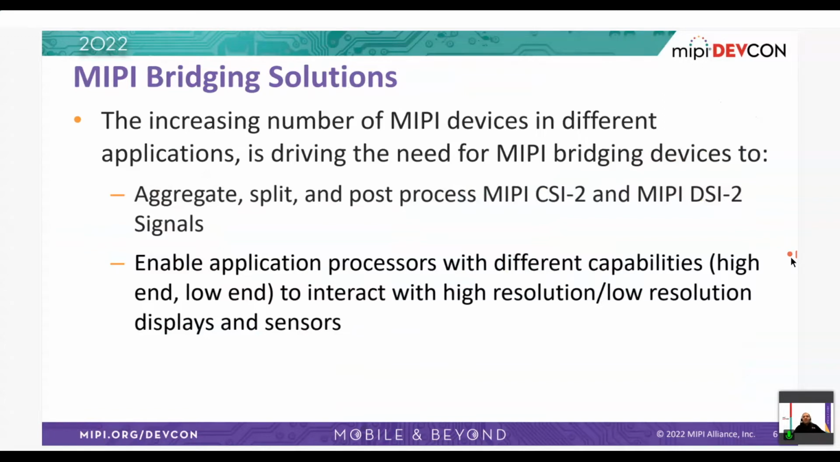The number of MIPI CSI-2 and DSI-2 devices in a given system has been increasing, whether the application is mobile or IoT or automotive or any other application. This has created demand for bridging solutions. The bridging solutions can help post-process MIPI CSI and MIPI DSI-2 streams, and also aggregate and split bandwidth as needed based on the application. The bridging solutions are also important to interface processors with sensors and displays when the two sides of the link have different resolution and bandwidth capabilities. Later in this presentation, we'll be discussing the FPGA-based MIPI bridge in detail.